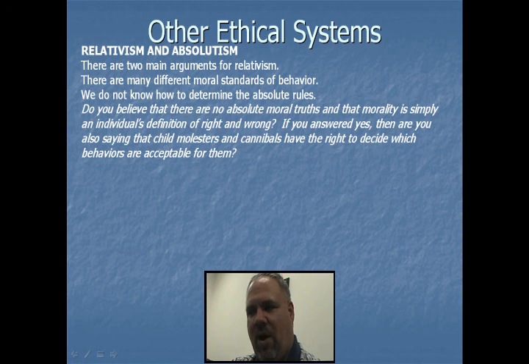Do you believe that there are no absolute moral truths and that morality is simply an individual's definition of right and wrong? If you answered yes, then are you also saying that child molesters and cannibals have the right to decide which behaviors are acceptable for them? Like I said, I do not believe in relativism, and I think too often in this postmodern society that people make decisions solely for themselves. Just in my personal opinion, I do believe in a higher authority, which negates relativism.